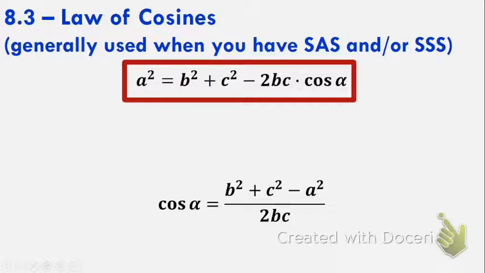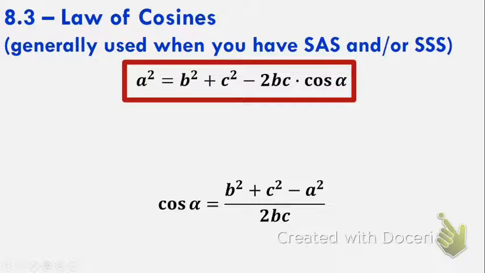That looks an awful lot like what? Pythagorean theorem. In fact, this is Pythagorean theorem, but this is Pythagorean theorem that works for any triangle, not just right triangles. Pythagorean theorem is actually a shortened version of this, because what's cosine of 90 degrees? 0. Cosine of 90 degrees is 0.